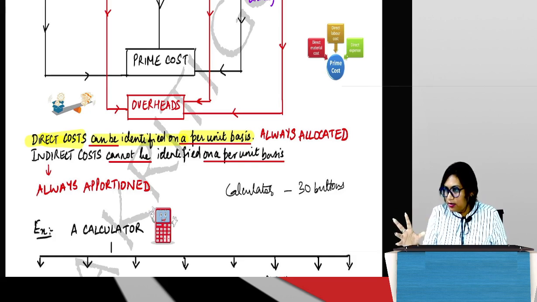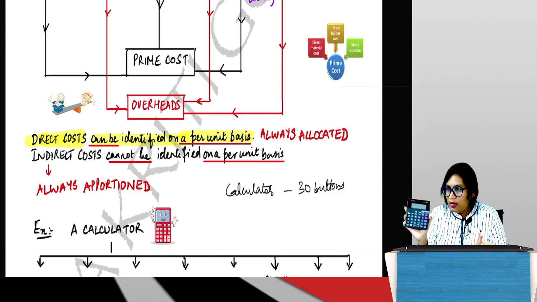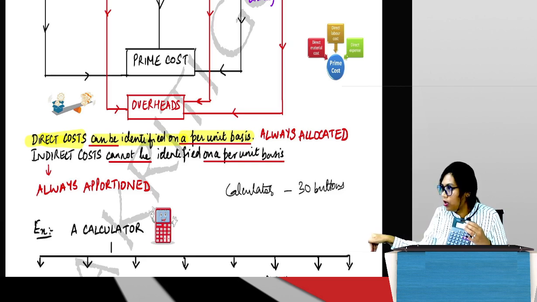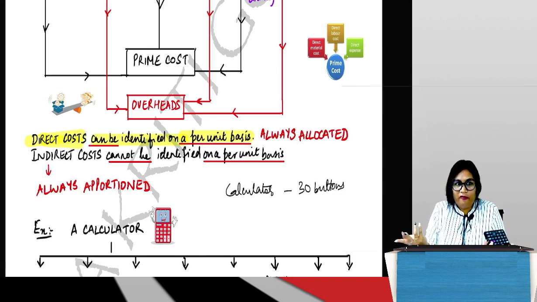Apart from this calculator, do these buttons have any other use? If I have buttons lying in my godown, you know that they are for manufacture of the calculator only. Can you use them for anything else? No. So you are able to identify that cost to this calculator, right? But rent, it could be for anything else also.